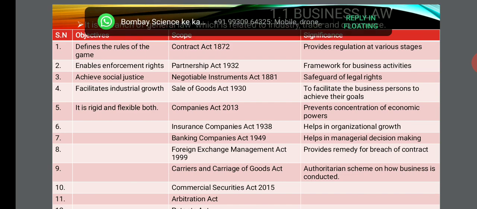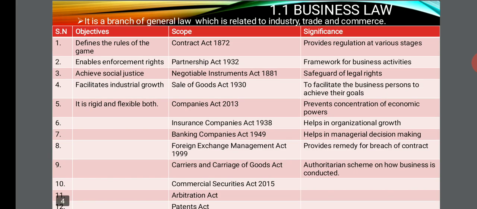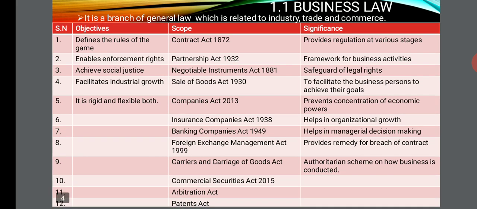Enables enforcement of rights. It enables various rights to the people, to the business people, to the people who are dealing with the business, to the consumers, etc. Achieve social justice. So, achieving social justice is another objective. Facilitates industrial growth. It is rigid as well as flexible. Rigid because it has some laws and they are rigidly followed, and there is flexibility when it comes to a case to case basis.